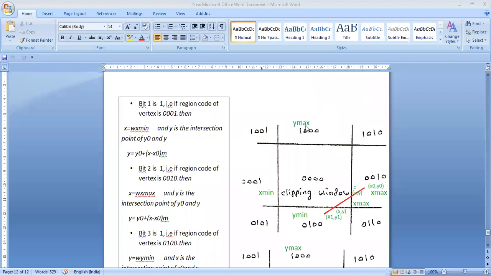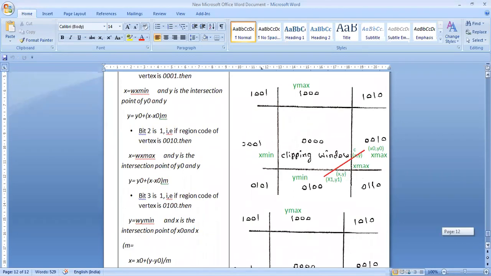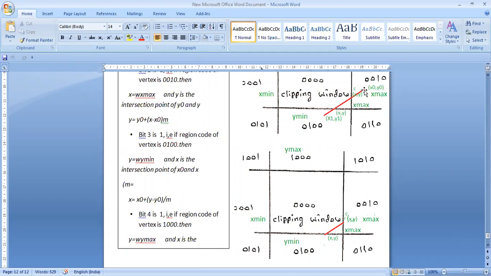Okay, now coming to this particular vertex, the region code is 0010. That means this condition: if bit 2 is 1, that is, if the region code of the vertex is 0010, then this is x naught, y naught. What should I do for this? This particular thing should come to here, correct? This particular thing should come to here.